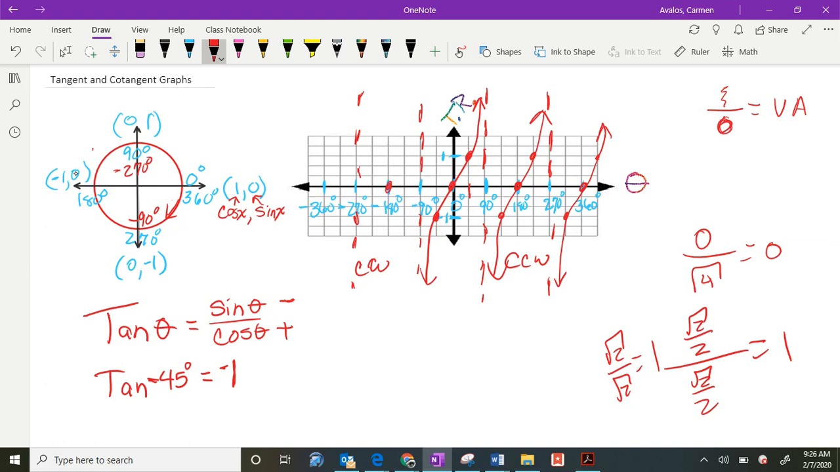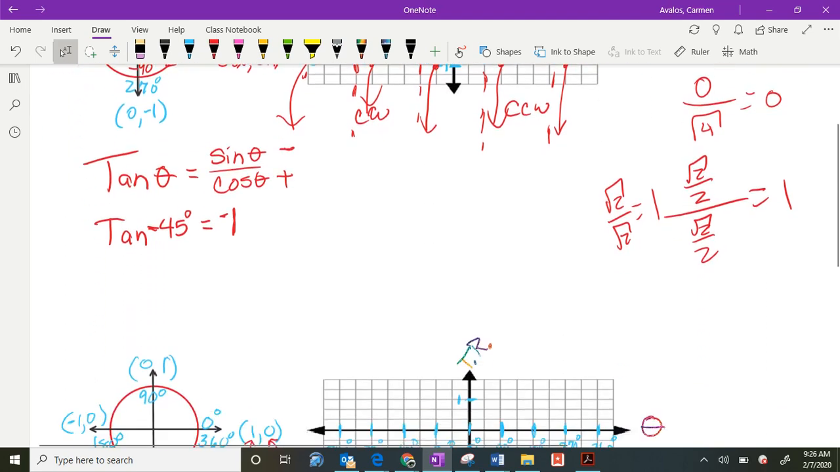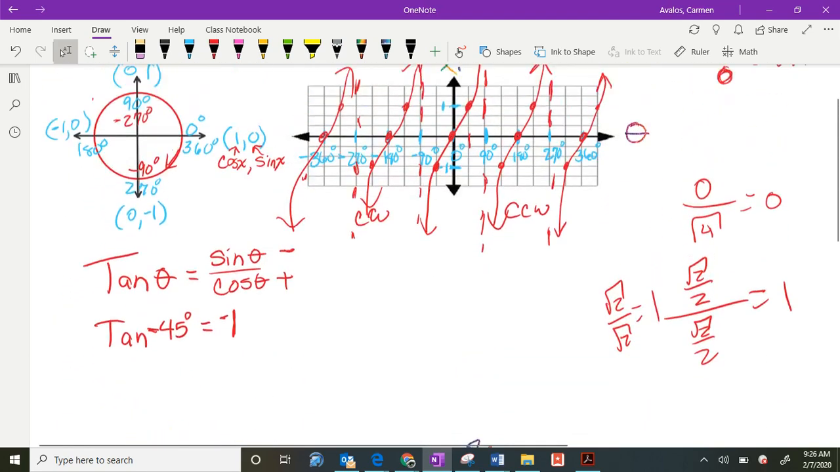So it's 0 at -180, and so we do here, here, and then we look at that, and then we do the same thing on this side. And it just keeps going on and on all the way through. So that's the tangent, and the cotangent is very similar to this.